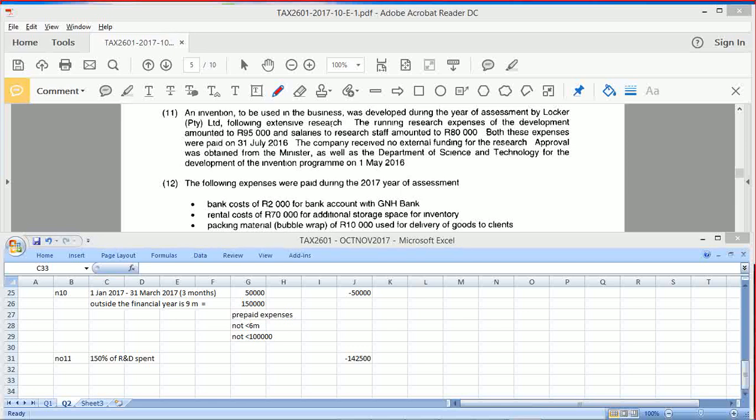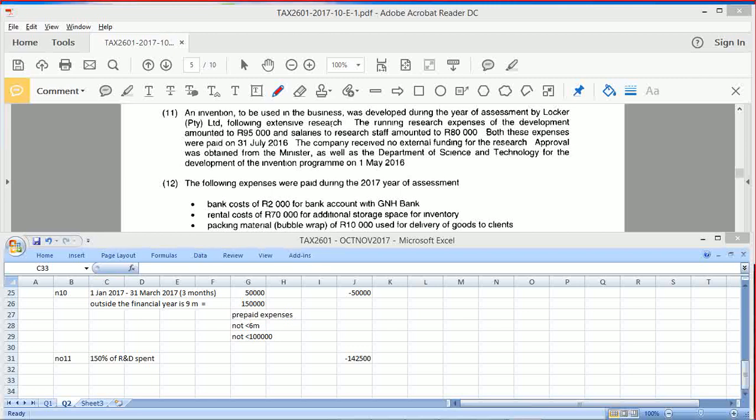Okay, well, with research and development, section 11D talks about that. It says if a taxpayer incurs expenditure to fund the expenditure of another person carrying on research and development on behalf of the taxpayer, the taxpayer qualifies for a deduction of 150% of the research and development if the R&D is approved by the minister, which it is in this case, right? Yes, sir. Okay. The expenditure incurred in respect of the research and development is carried on by a taxpayer, which it is in this case.